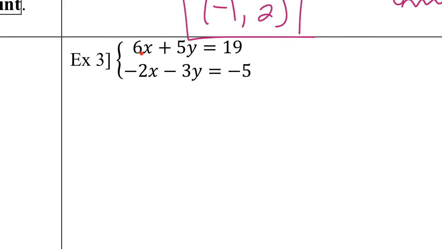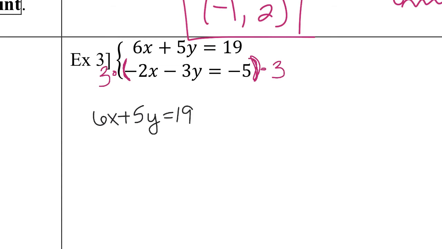Well, luckily, I already have positive and negative. So all I need to do is make the 2 into a 6. So I'm going to have to multiply the entire equation by 3 on both sides, left and right. So that first equation doesn't change: 6x plus 5y equals 19. But that second equation, I'm going to multiply everything by a 3.